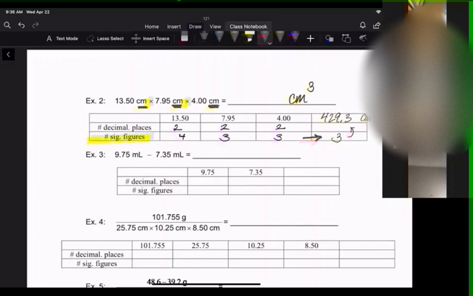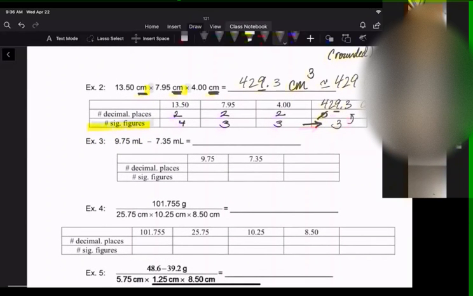Right, so the 4, the 2, and the 9 are significant. So I'll underline the 9. And that gives me no decimal places. My answer will be presented as 429. Now, if you need to use this in a calculation, I would write it like that and rounded 429 centimeters cubed.